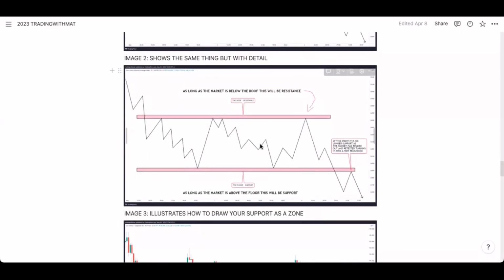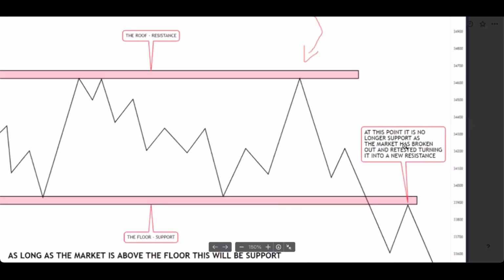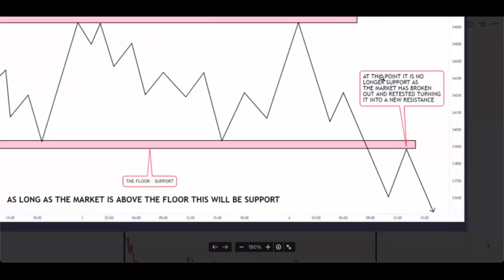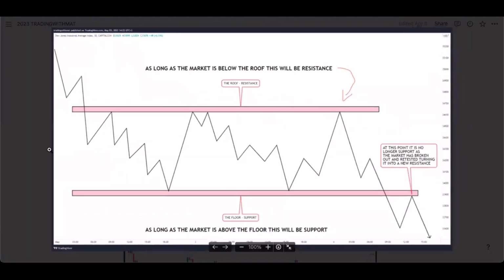Image 2 shows the same thing but with detail. As long as the market is below the roof, this will be the resistance over here. As long as the market is above the floor, this will be your support area. Now take a look at this point here. At this point, it is no longer support as it was before. The market has broken out and retested, turning it into a new resistance.